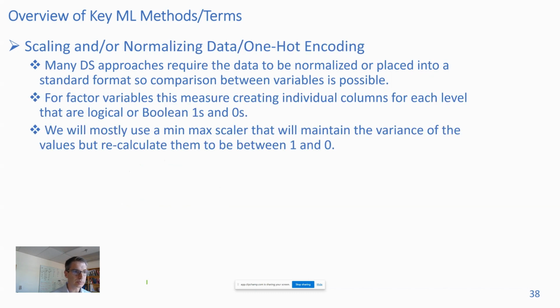All right, scaling, normalizing, and one-hot encoding. Scaling and normalizing can be seen in the same vein: they're converting numeric values into some standardized format. Maybe you've heard of z-scores, which is an example of standardization. For what we're going to do in this class, we're much more likely to use a min-max scaler, where we put all the numeric variables between 0 and 1.